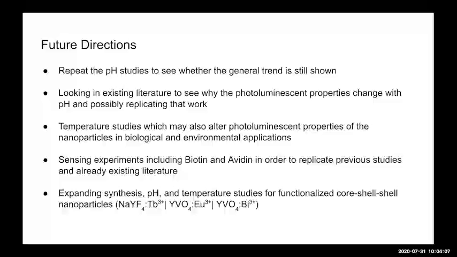I think the general trend may continue, but it may be slightly different at more extremely acidic or more basic pHs. In one paper that I looked through a little bit, it said it may be due to energy transfer, but other than that, I couldn't really find reasons on why. So looking into that would be helpful and interesting.